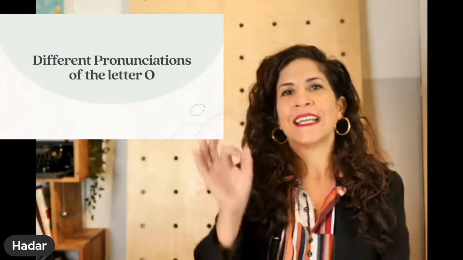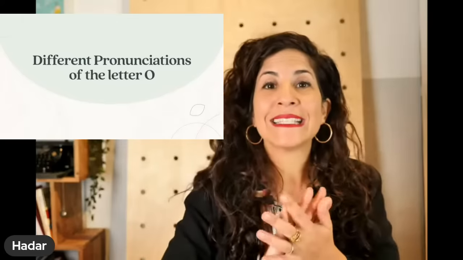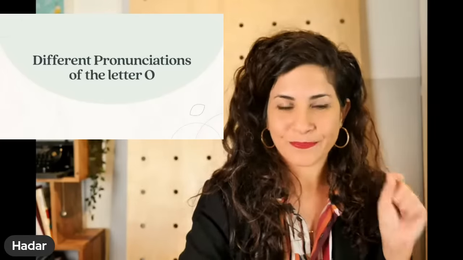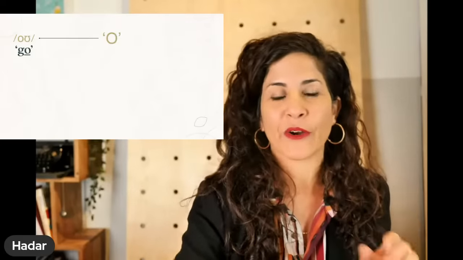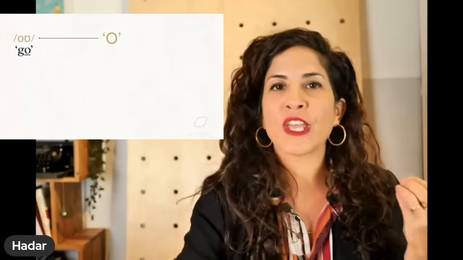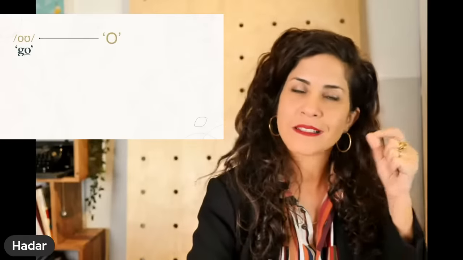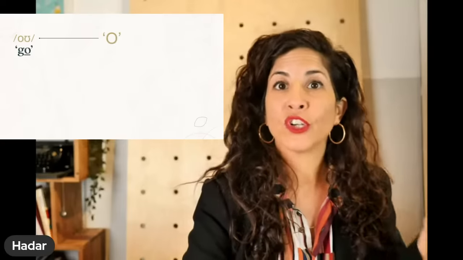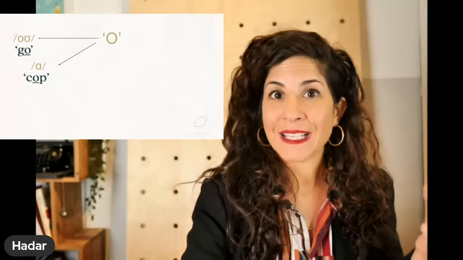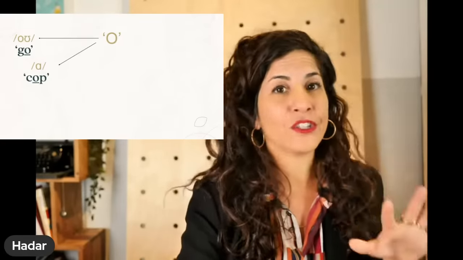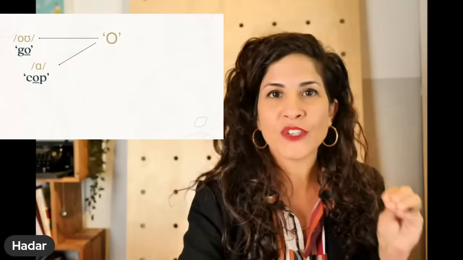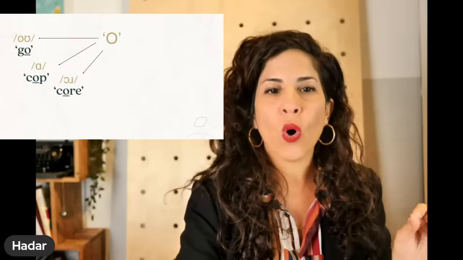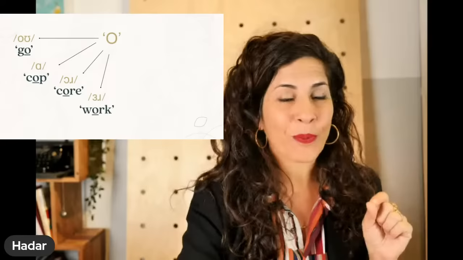So like I said, the letter O can represent several different sounds. So let's walk through those different sounds that you might hear when you see the letter O. First of all, there is the O as in go, where it actually sounds like you would pronounce the letter O, like in the word go. There is the ah as in father, as in the word cop. And don't worry, we're going to dive deep into each of those vowel sounds. Then we have the or as in core.